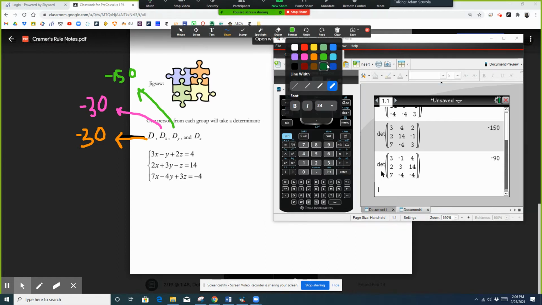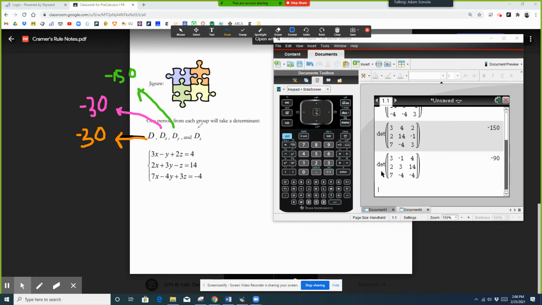Now, it doesn't mean your answer should always come out as whole numbers, but if you get whole numbers, that probably means you're doing something right. And if you don't get whole numbers, it doesn't necessarily mean you're doing something wrong, but could be.